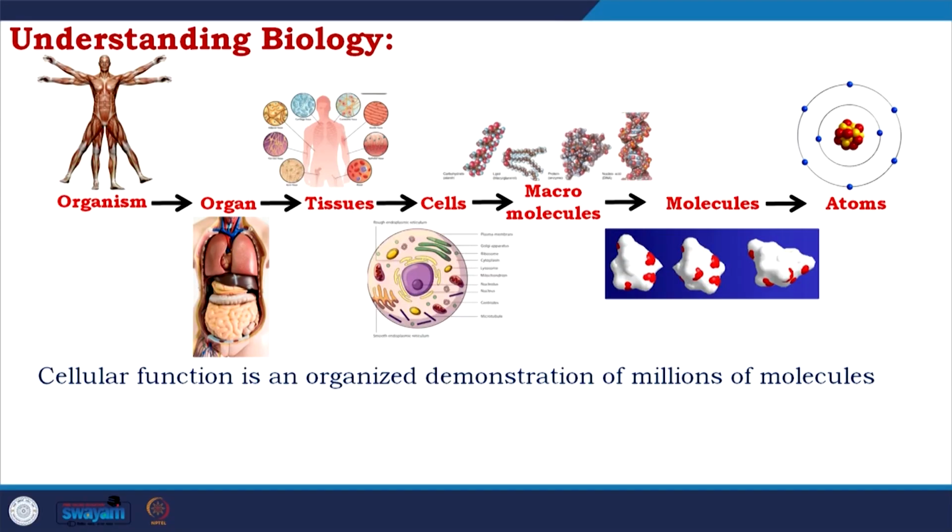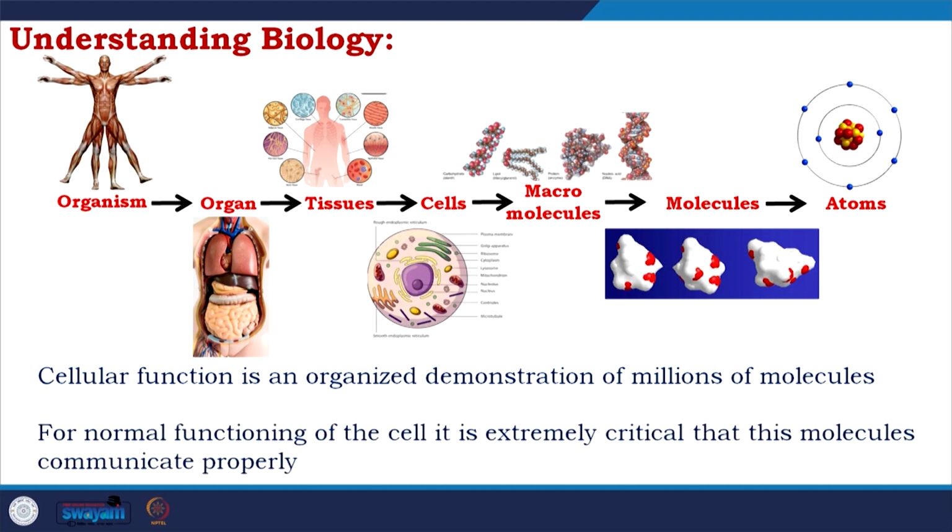So, to understand biology, we could not be limited to knowing about the muscles and the bones. We have to go to the atomic level, and it is very important because cellular function is an organized demonstration of millions of molecules. For normal functioning of the cell, it is extremely critical that these molecules communicate properly. So, communication is very important here.